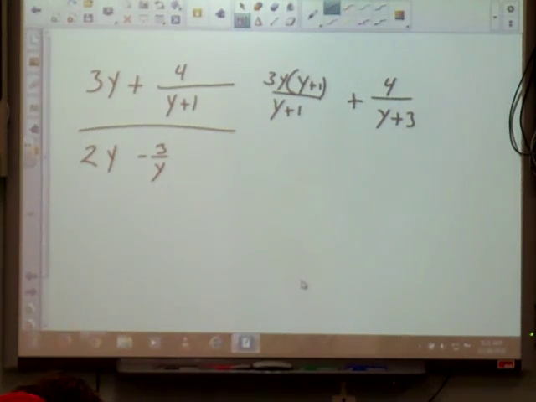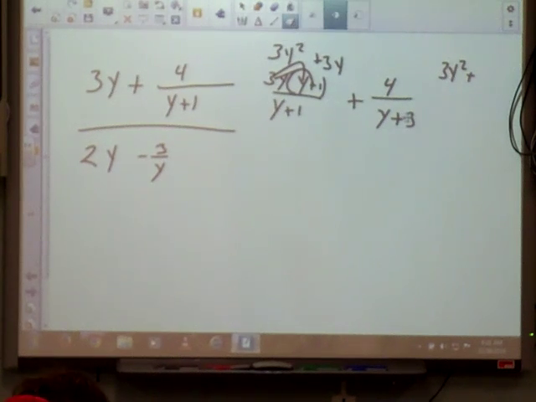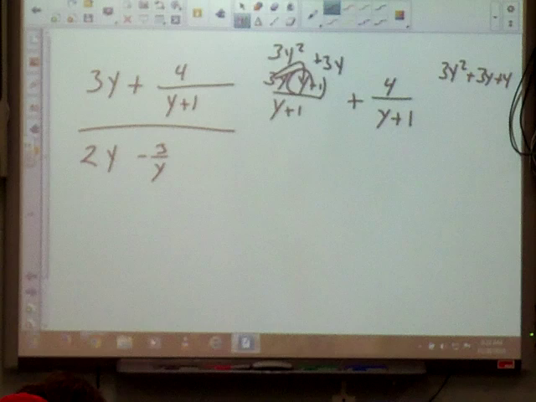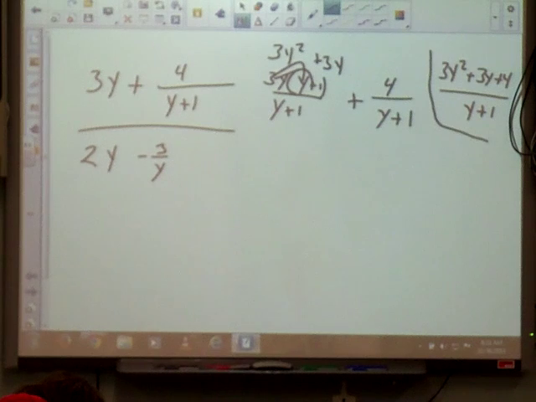Now what would I do to simplify that top? Good, so that's going to make that 3y squared plus 3y. Now when I write that with the 4 all over one denominator, I'm going to have 3y squared plus 3y plus 4 all over y plus 1. Okay, so there's our new top.